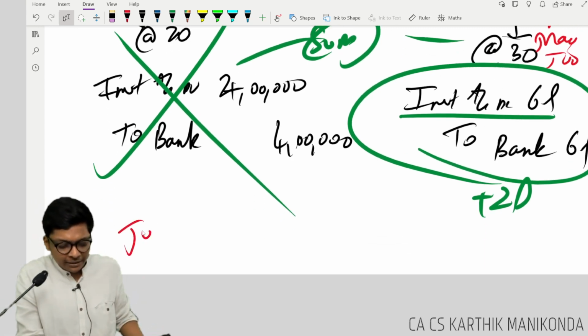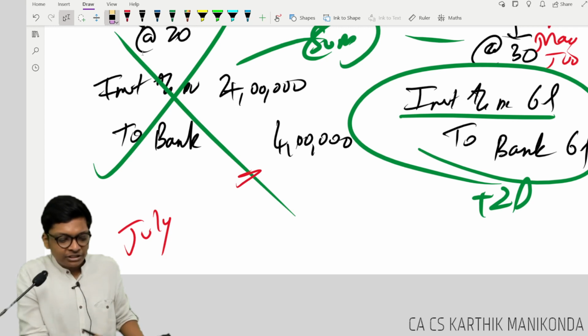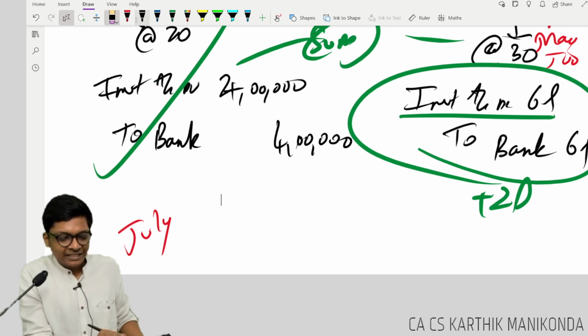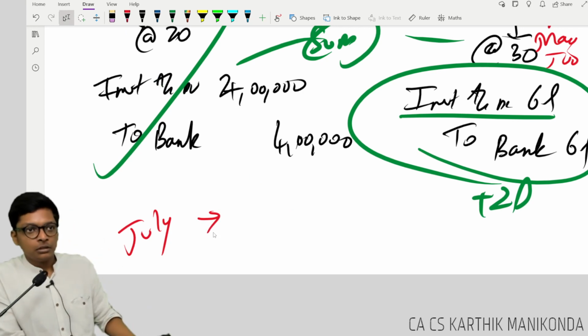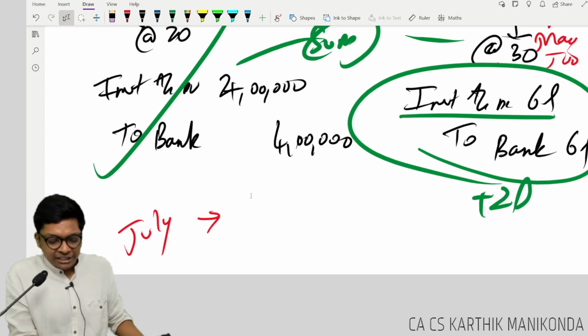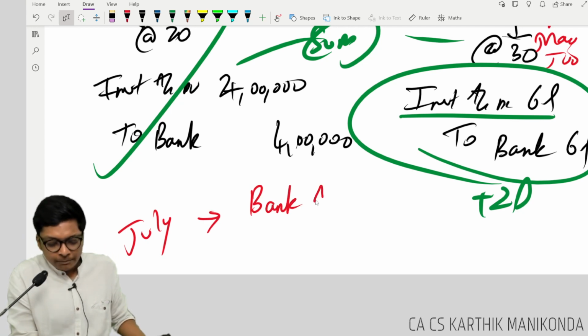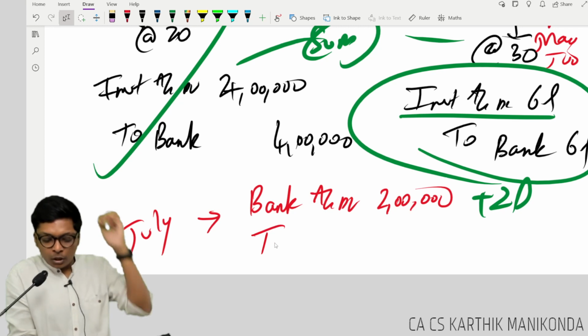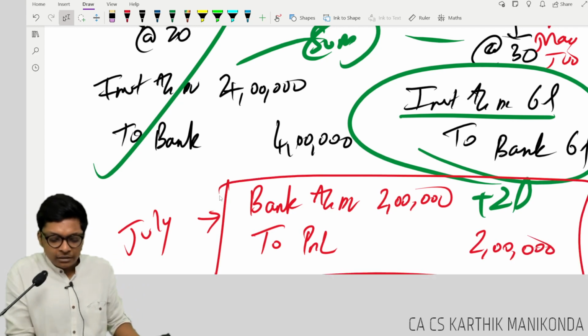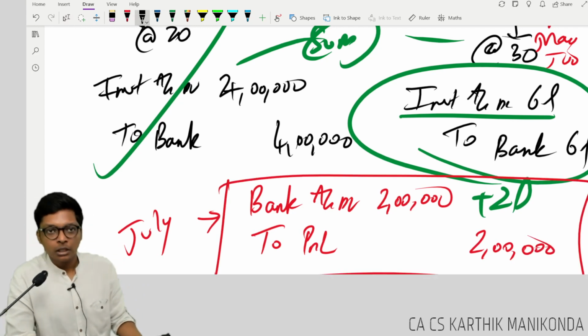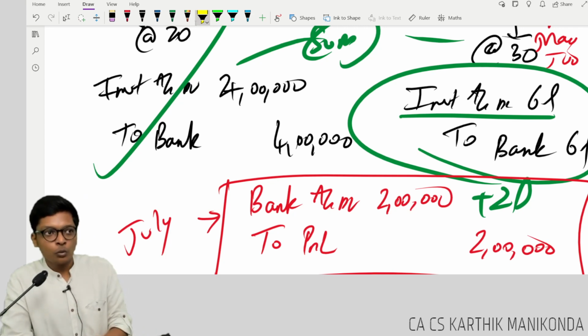After 1 month, in the month of July, she is getting what? Dividend. When she gets dividend, she is getting 2 lakhs, 20,000 into 10. So she will pass bank account debit 2 lakhs, credit what? Credit P&L 2 lakhs as my dividend income. Are you following? Now, do you find something conceptually wrong? What is it?